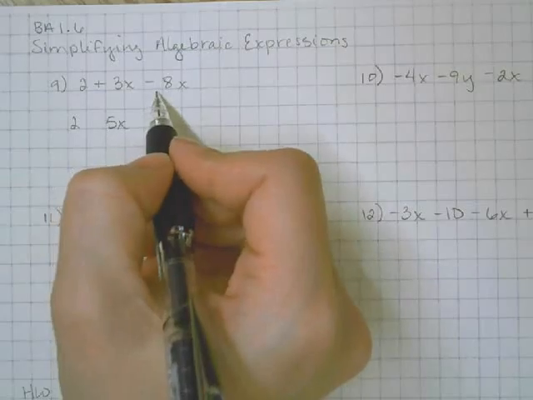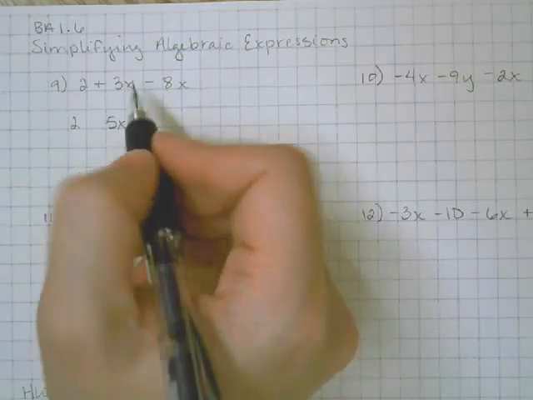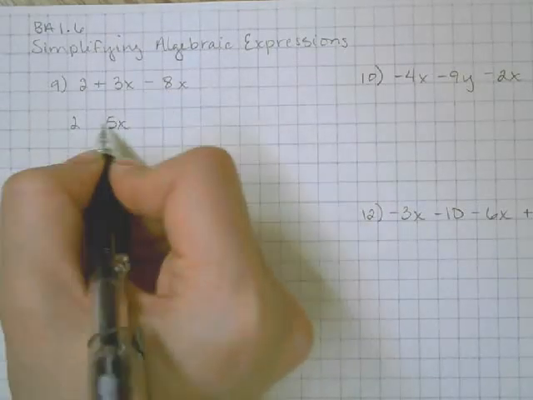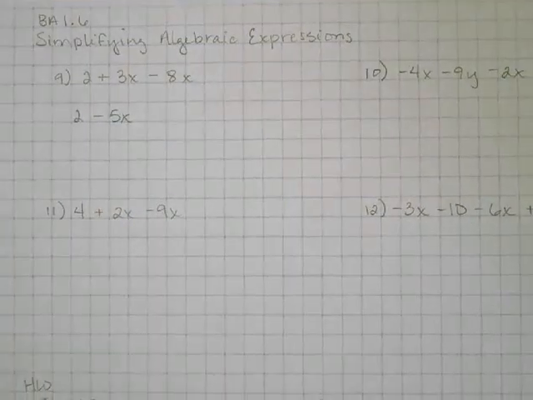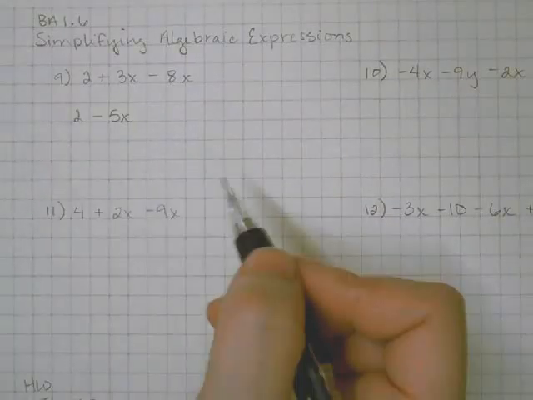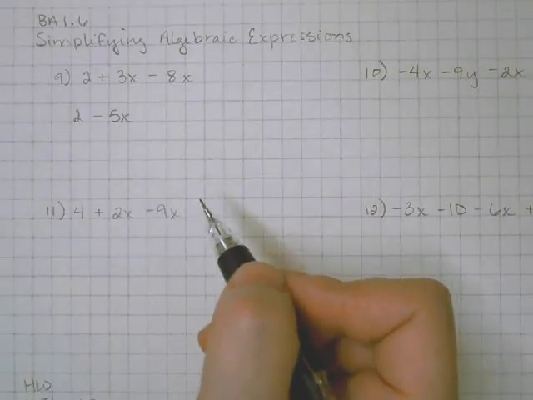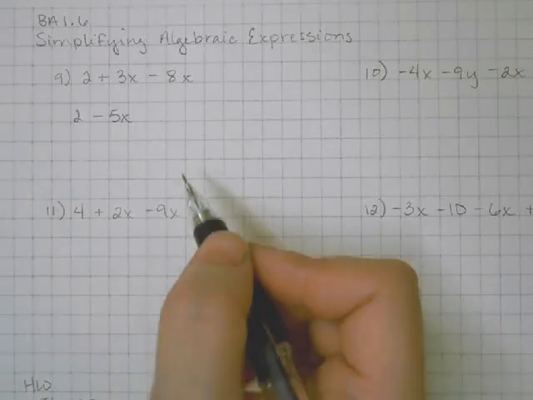Then we need to determine the sign. 8 is the bigger number, and it's negative, so this is going to be minus 5x. And that's all we can do on number 9, because 2 and 5x are not like terms and we can't combine them, so we leave them just as they are.